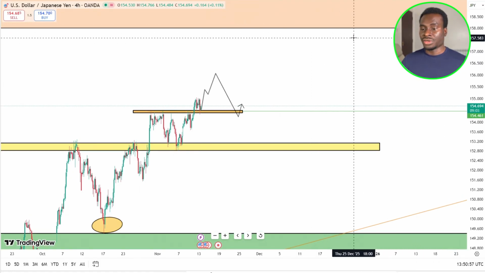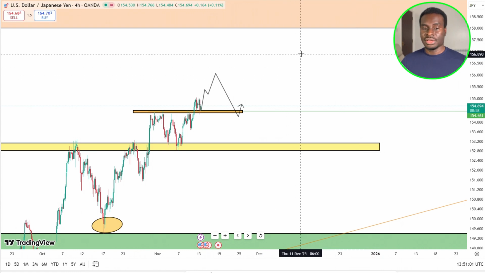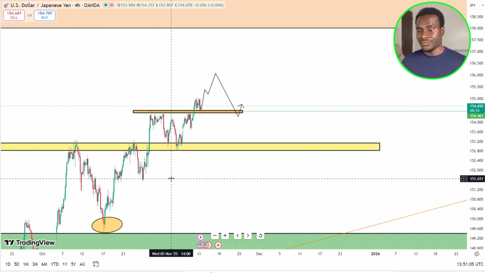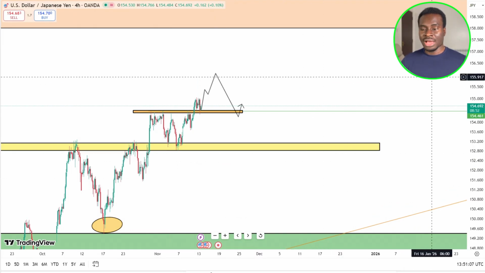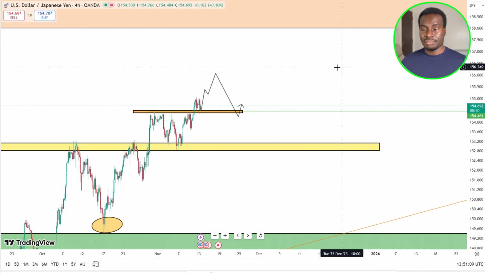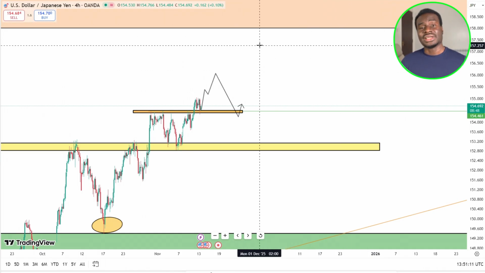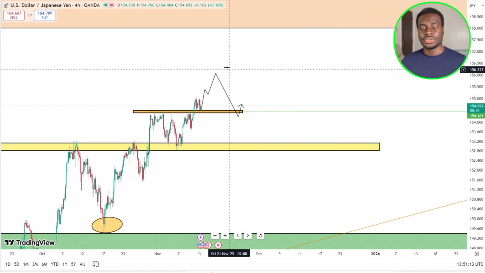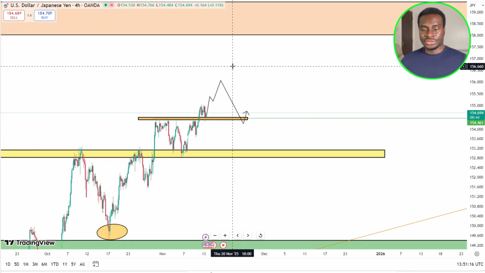USDJPY is 158.000. So 158 is what we are aiming for on USDJPY. Currently, we are trading USDJPY at 154. So we are going to aim at 158 on USDJPY. That's the overall target for USDJPY on today's analysis.